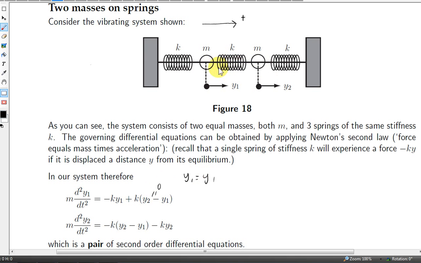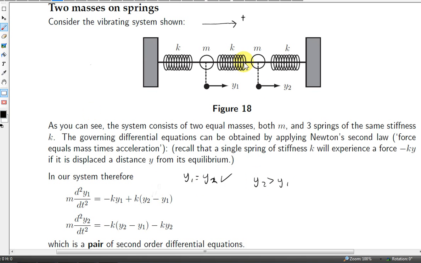Now that makes sense, because this spring will be neither stretched nor compressed. So the left end of the spring will move a distance y1 to the right, but the right end of the spring will also move the same distance y1 to the right. So this spring exerts no force on this mass. So that simple situation makes sense here. Now let's consider another situation, where y2 is greater than y1.